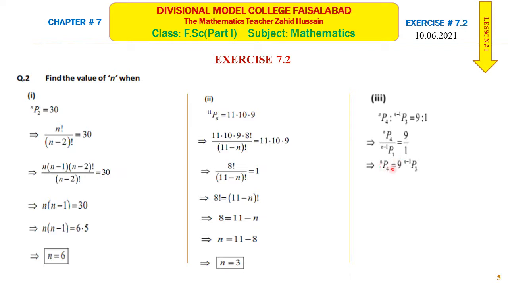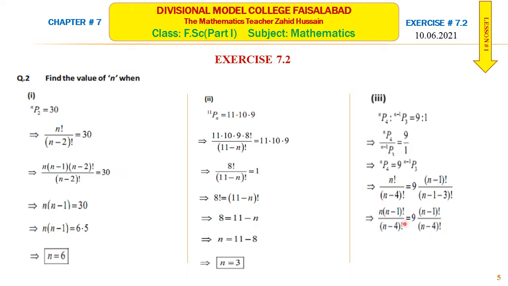Now nP4 is equal to 9 into (n minus 1)P3, that is permutation of n minus 1 objects taken 3 at a time, cross multiplying. Now use the formula. nP4 is n factorial over n minus 4 factorial, equal to 9 into n minus 1 factorial over n minus 1 minus 3 factorial. Simplifying this, n into n minus 1 factorial over n minus 4 factorial is equal to 9 into n minus 1 factorial over n minus 4 factorial.